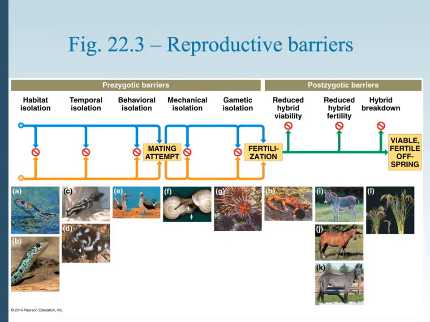And then last but not least, we can have hybrid breakdown. That's actually most common with plants. And what that means is that each successive generation becomes weaker and weaker and weaker with time. And so hopefully this has addressed both of those learning objectives and you'll keep all those things straight.